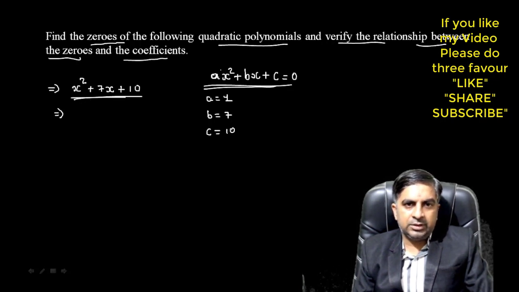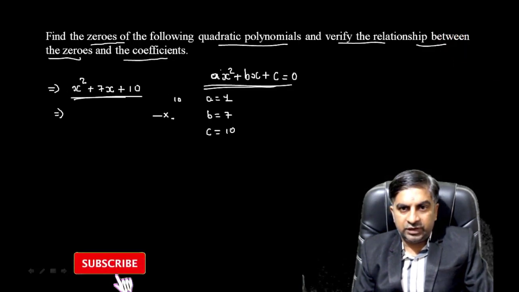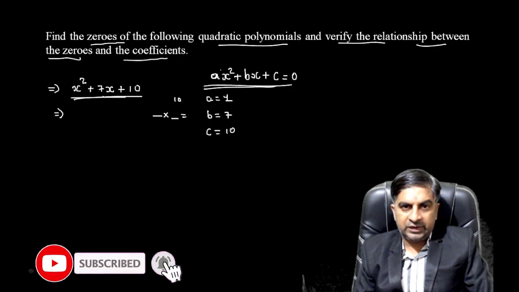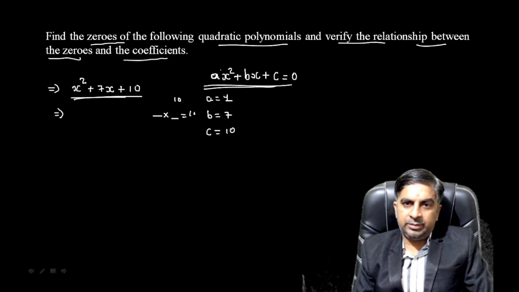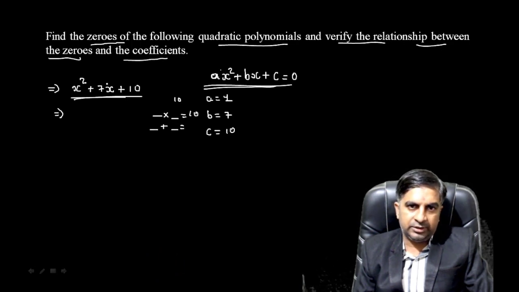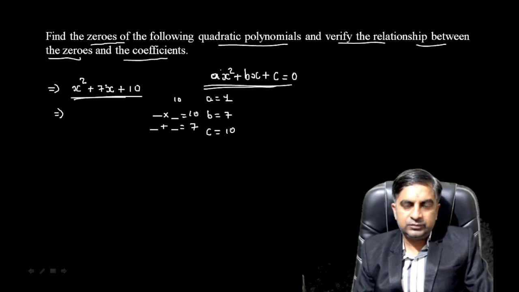Now here, splitting the middle term. First we need to multiply the first and the last term. The coefficient of x square is 1, and 1 tens are 10. So we need to find the factors of 10 in such a way that their multiplication becomes 10, but the addition of those factors should be the middle term, that is 7. We know 5 twos are 10, and 5 plus 2 is 7.